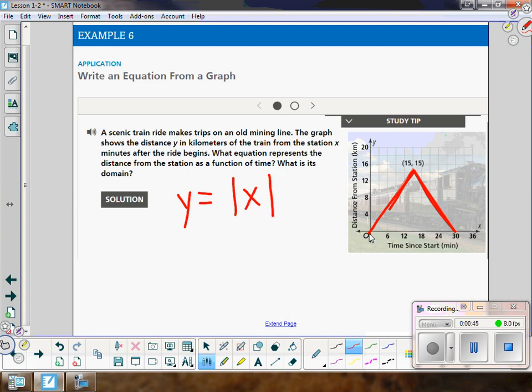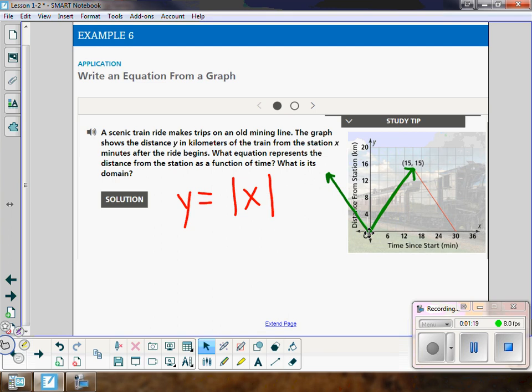However, if it was simply the absolute value of x, it would be here at 0, 0. And it would be climbing at a rate of 1 to 1. We would still get up to this point like 15, 15, but it would be centered on the origin and right side up. So apparently this graph has been flipped upside down, shifted right, shifted up. So we need to come up with a good equation for this.